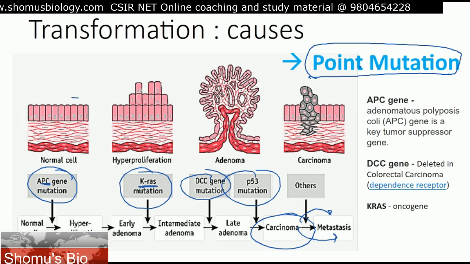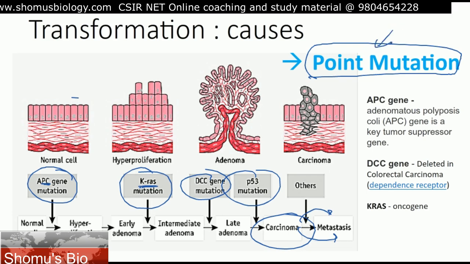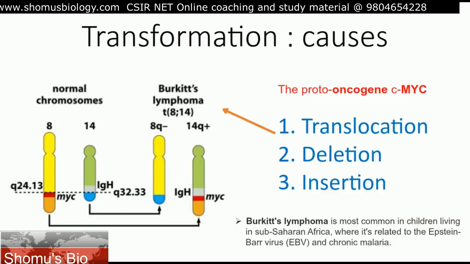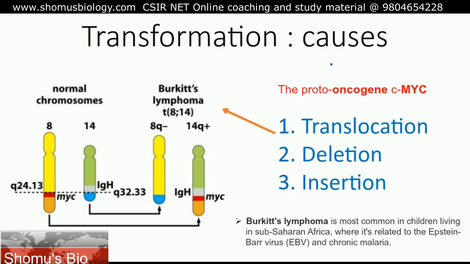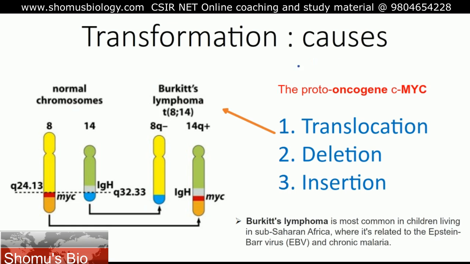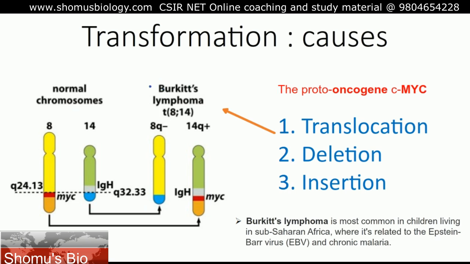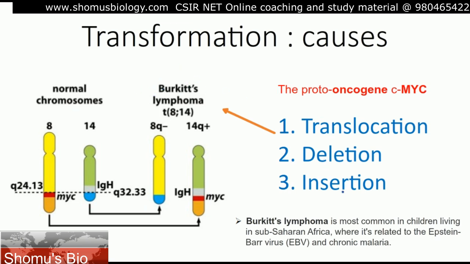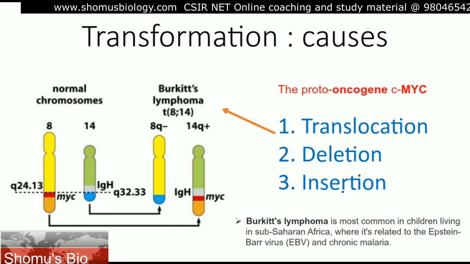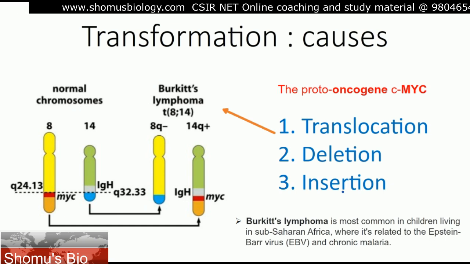Okay, now apart from point mutation, there are also chromosomal changes, chromosomal structural changes, that may also lead to cancer. Examples of such changes are translocation, deletion and insertion. These are the different modifications that may lead to cancer.